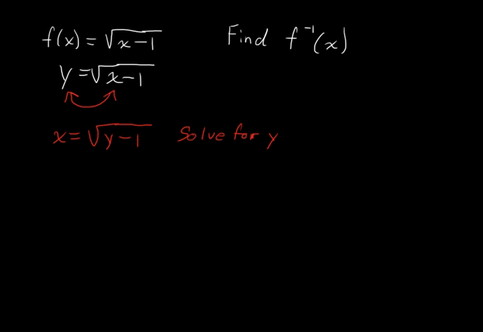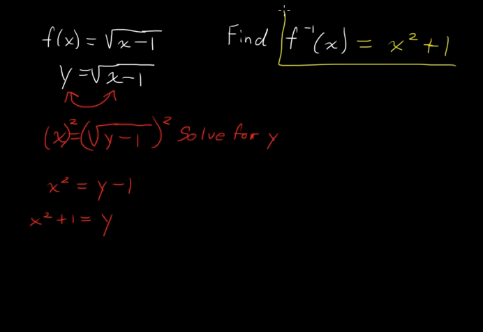And here we go. We have to square each side to get rid of the radical. So I'm going to do that. And we have x squared equals y minus 1. Then add 1 to each side. And you get x squared plus 1 equals y. And now this y, the reason I switch x and y right away is because now this y is this inverse. So I can just write the inverse right up here. Equals x squared plus 1.